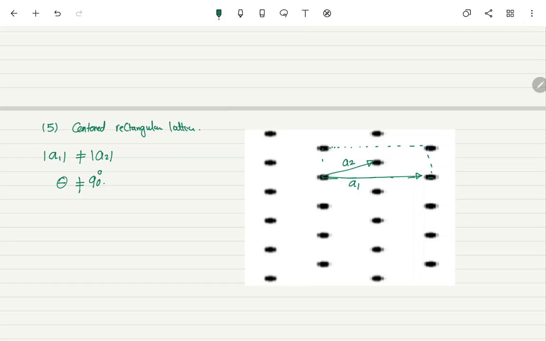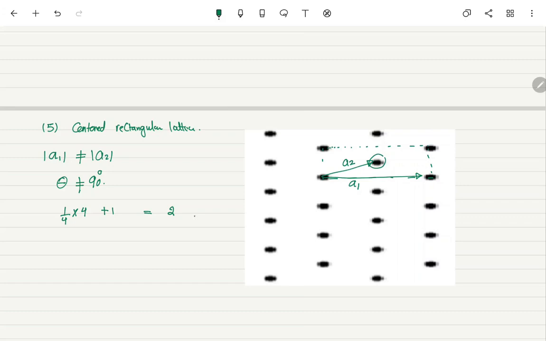Now notice that this one here is not a primitive cell because it contains two atoms. 1/4 multiplied by 4 atoms, plus 1, in total it's equal to 2. So each corner atom is shared with 1/4. So 1/4 times 4, plus this one here, complete one, it's equal to 2. So this is not a primitive cell.